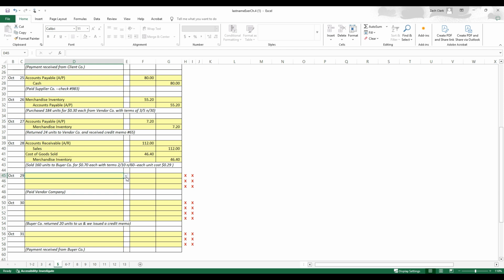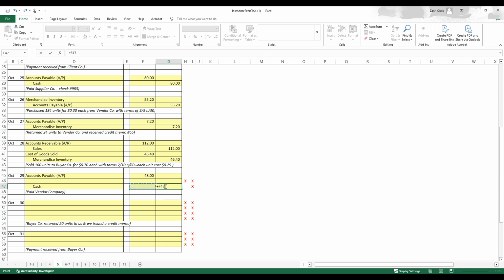And let's see here. So the first thing again that I like to do is just to fully clear out the payable or receivable. In this instance, we're talking about making a payment to a vendor, so that's a payable. And let's go back up. Originally, we owed $55.20, but we returned some of the units, so that's the $7.20. So $48 is our outstanding amount of AP that we're going to clear out.